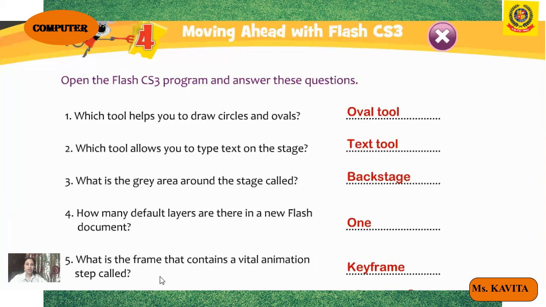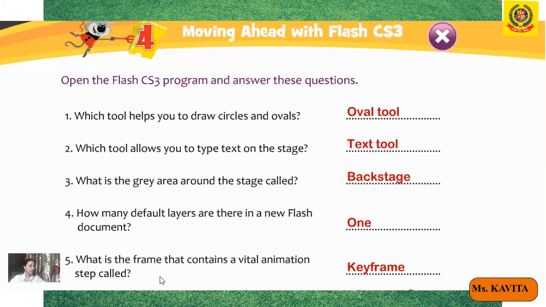So today I will start chapter 4, that is Moving Ahead with Flash. So everyone take out your book, open page number 43. I will explain chapter 4, Moving Ahead with Flash. Before starting, everyone bring your book and notebook and open page 43. Children, while watching the video, you must keep your book and notebook along with you.